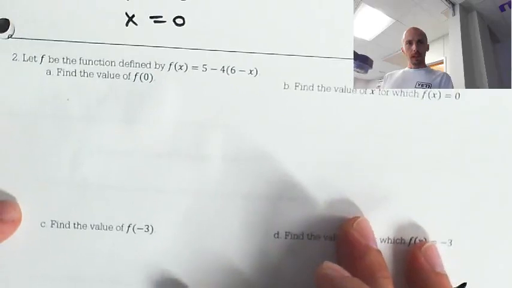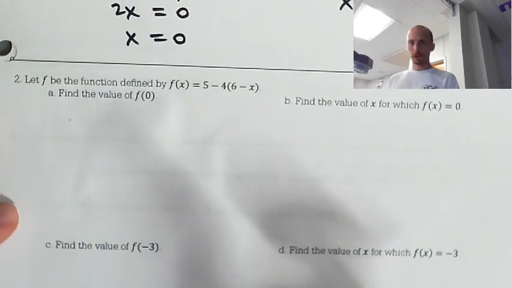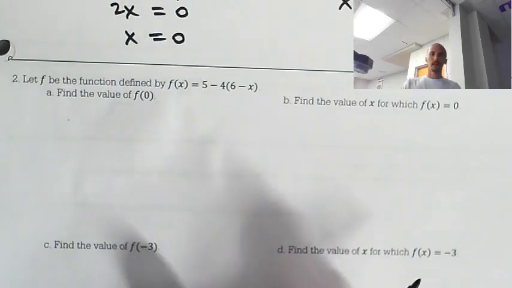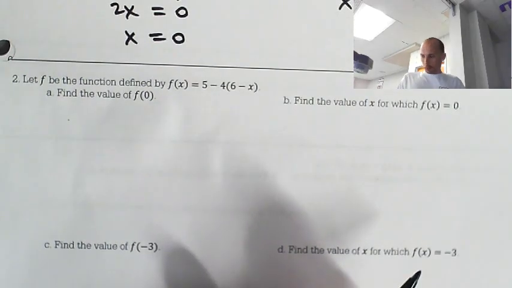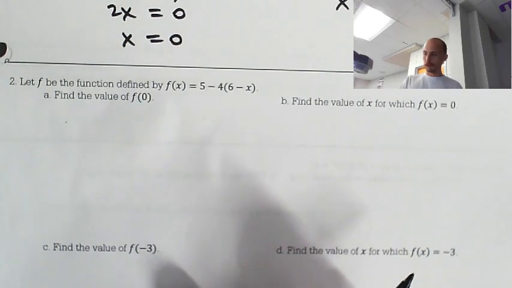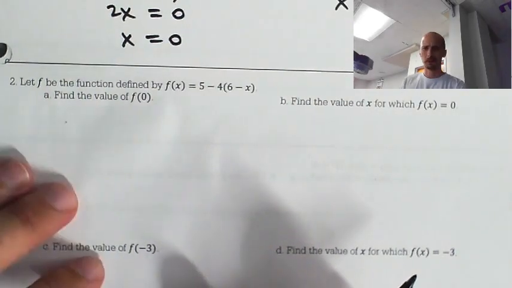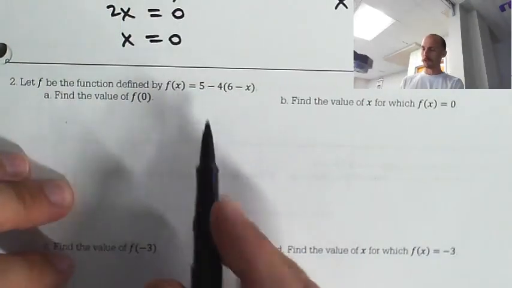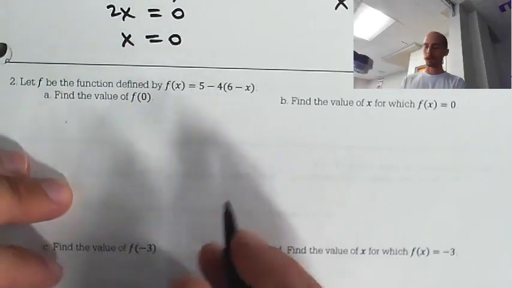All right, number 2, f is going to be a function defined by f of x equals 5 minus 4 times 6 minus x. So if we're looking over here and we're thinking about f as a type of thing, it takes a number and it basically subtracts 6 minus that number, multiplies that by negative 4, and then adds 5. Okay, so it's kind of a strange function, not the way we would normally write it, but we can work with this.